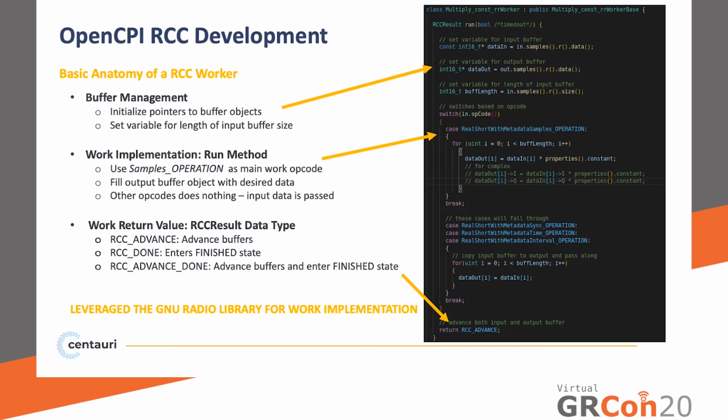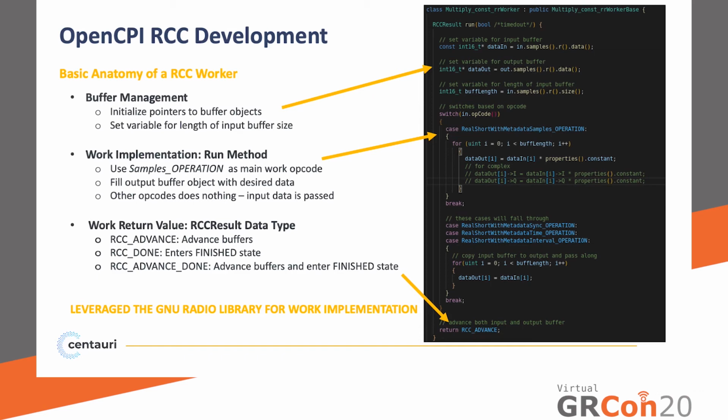Lastly, we must return a value for this worker. The RCC result data type has several values. The three we're highlighting here are RCC advance, which advances the buffer to be used again, so the output buffer is processed out of the worker to be used downstream, and we obtain new data within the input buffer. RCC done enters the worker into the finished state. Lastly, RCC advance done advances the buffer and enters the worker into the finished state.